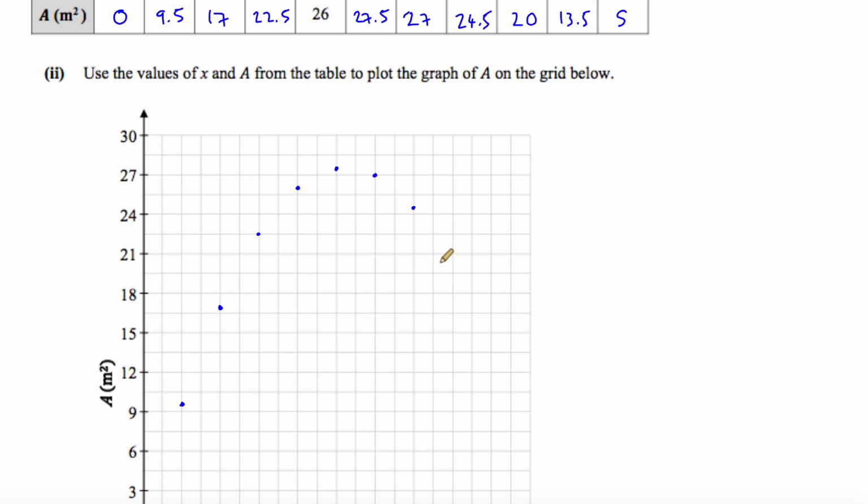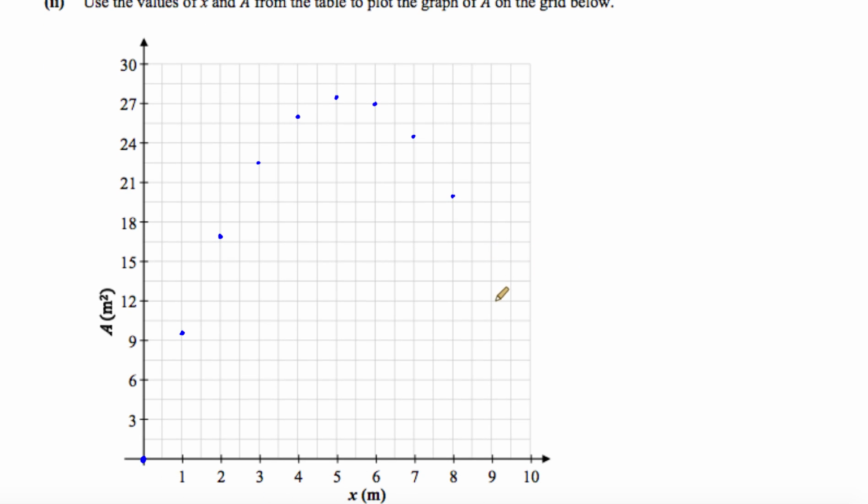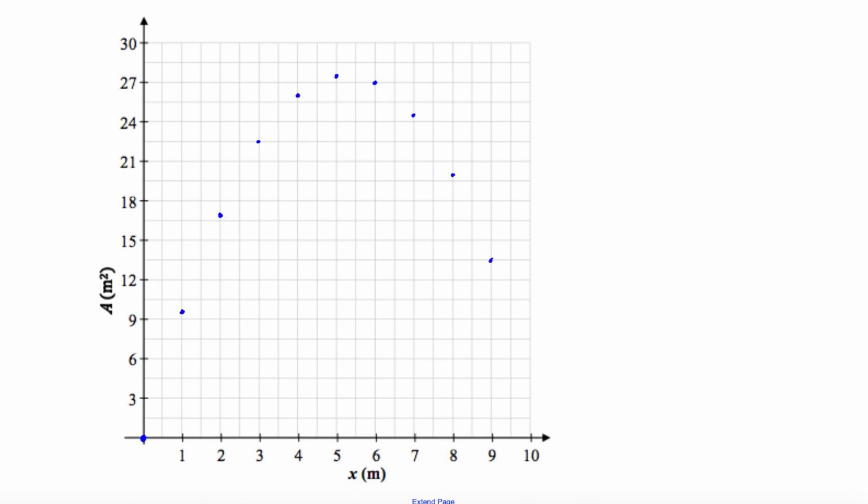20. Get rid of that one. 20 would be, so 19 and a half would be there, so 20 would be here. 13.5 and then 5. So 13.5 would be exactly here. And finally 5.